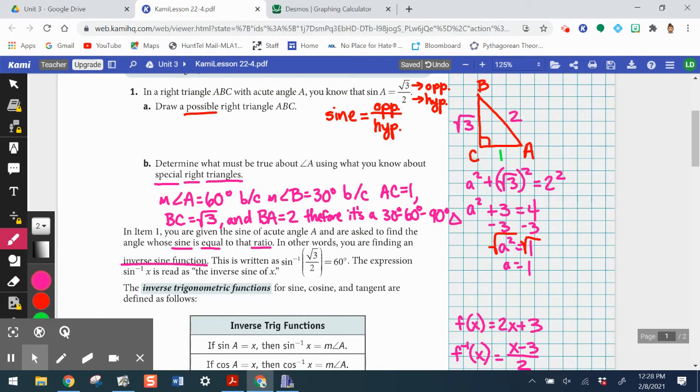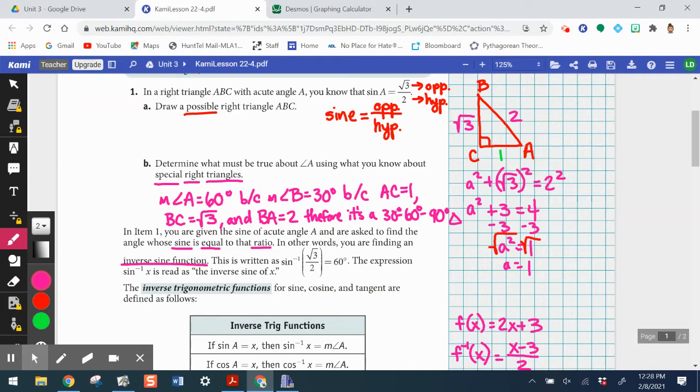So hopefully you took a second to really explore some unique ideas that this lesson is presenting. First and foremost, number 1, in a right triangle, again, that's really primarily what we're looking at, right triangles. Triangle ABC with an acute angle A, you know that the sine of A is equal to the square root of 3 over 2. In other words, in reference to angle A, the side opposite of it can be represented as the square root of 3, as long as the length of the hypotenuse can be represented as 2, because the sine trig function, the definition, is the opposite leg over the hypotenuse.